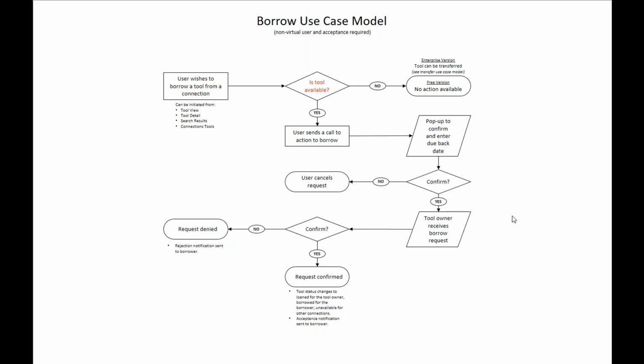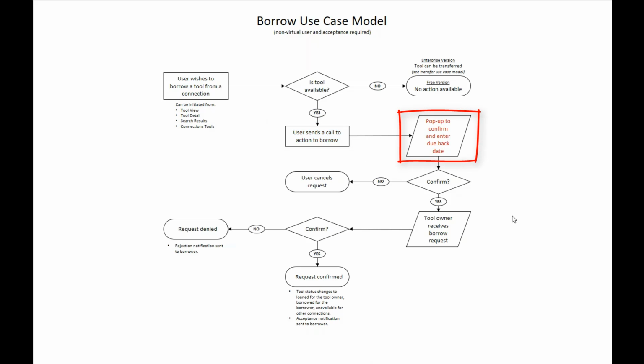First thing that happens is, is the tool available? If it's not available, there's not going to be any action. Now, if you're an enterprise user, there will be the option to transfer a tool, which will be reviewed in a separate video. If the tool is available, and note that all the tool statuses are color-coded, so these will be color-coded blue, the user will send a call to action to borrow.